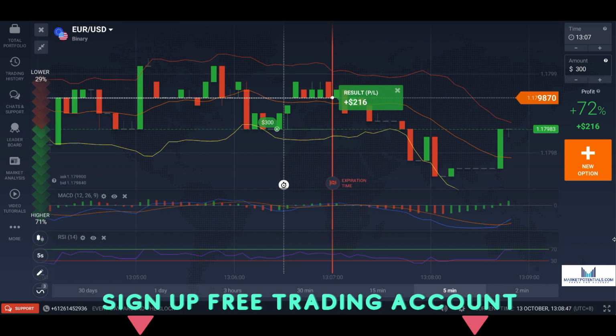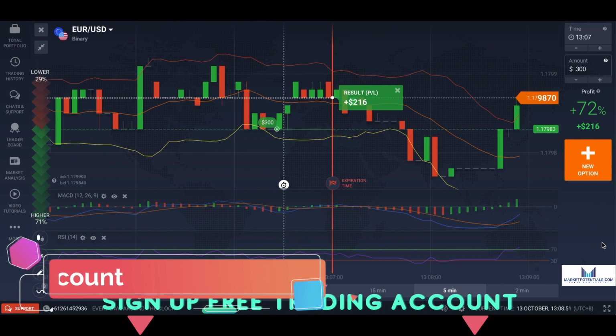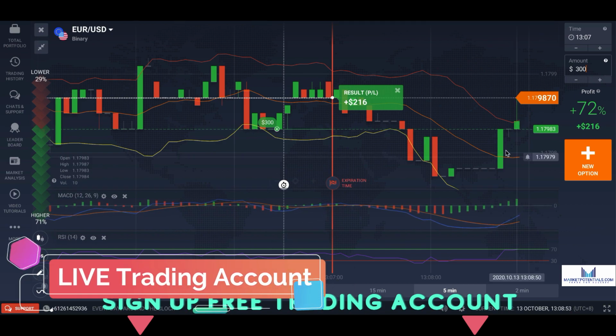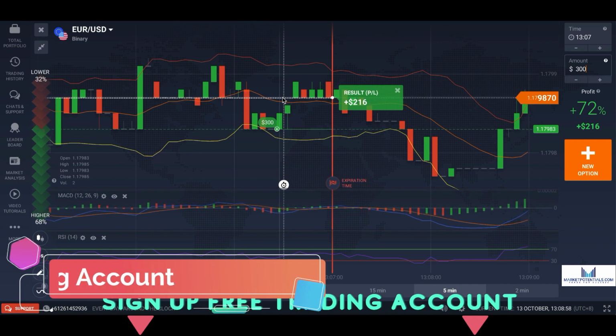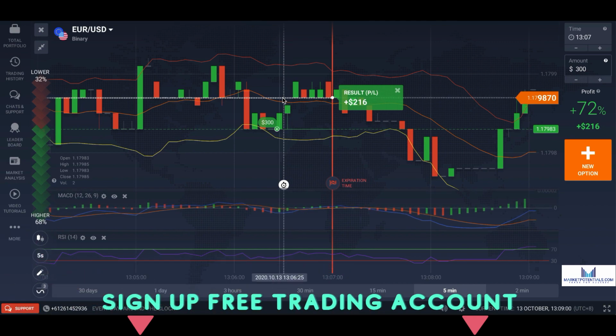Like this is a live trade, guys. Again, this is a live trading account on my computer, and I'm just doing a screen recording of it as it happens. So yeah, like I said, 2 decisions: the amount of money you want to put in and the direction of trade. That's it. Now that is the basic of getting your binary option trade right.